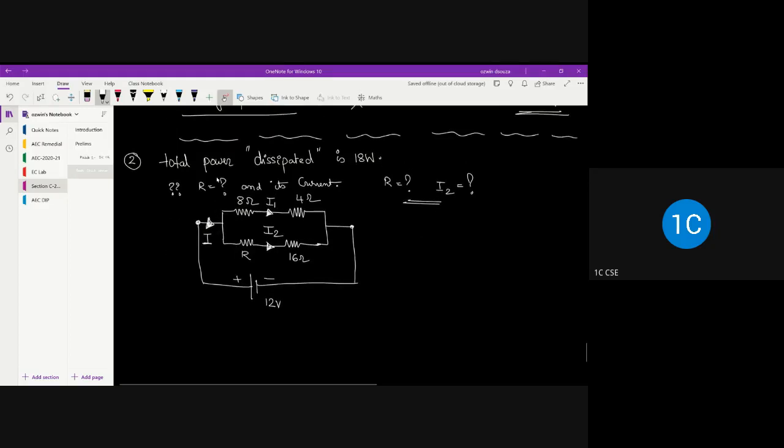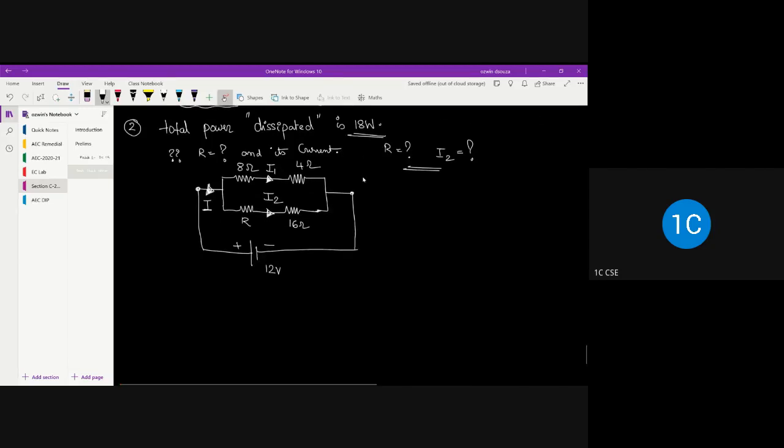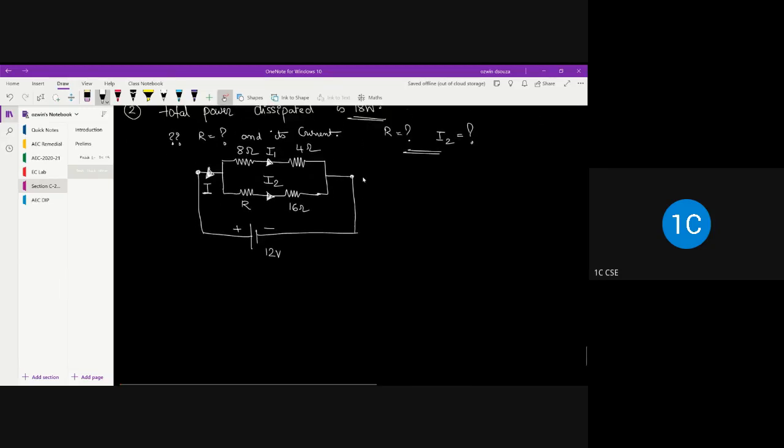What do we know from the circuit? In the problem statement, they have told us about the total power dissipation. So the total power consumed in the circuit is 18 watts. Somehow you will have to make use of this given data. So let's say R equivalent is the total resistance of the circuit. Let's find out what is R equivalent, from the power description.